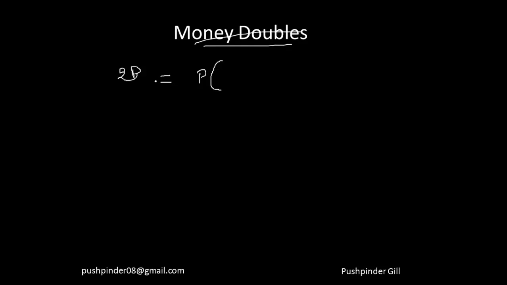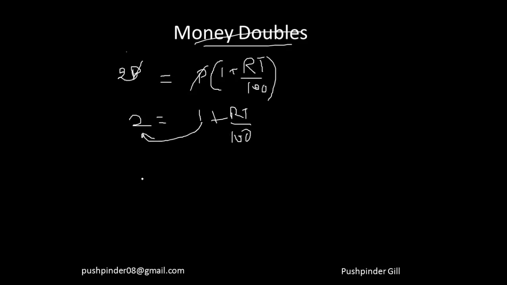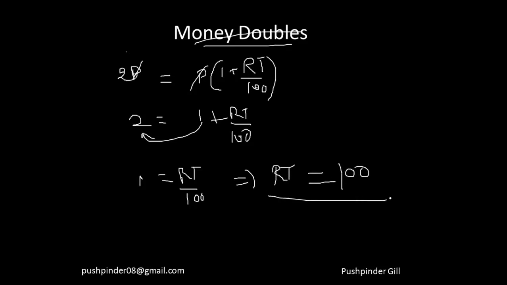If I use it in the formula, I can say amount is equal to principal into 1 plus rate into time by 100. This is going to give me the complete formula. P and P get cancelled, and I can say 2 is equal to 1 plus RT by 100. Now let me take this 1 to this side. I can say 1 is equal to RT by 100, or R into T is equal to 100. So if the money doubles, R into T, the product of rate and time, is 100.